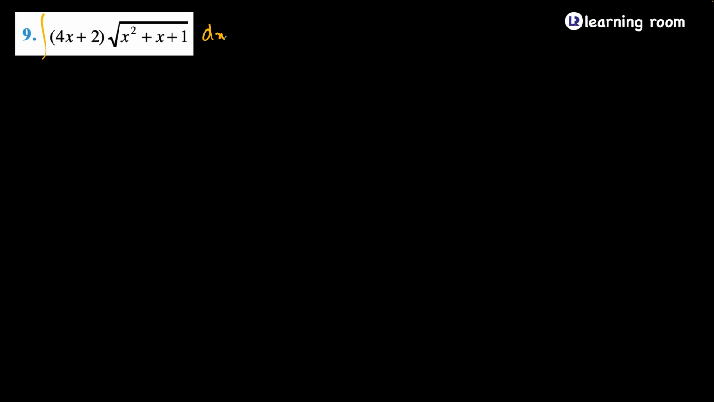So for the ninth one, the next problem is integral of 4x plus 2 times root of x square plus x plus 1 times dx. So what are we supposed to do? Now, if I take the 2 outside in the numerator, then what will I have? 2 into integral of 2x plus 1 into square root of x square plus x plus 1 times dx. Make sense?